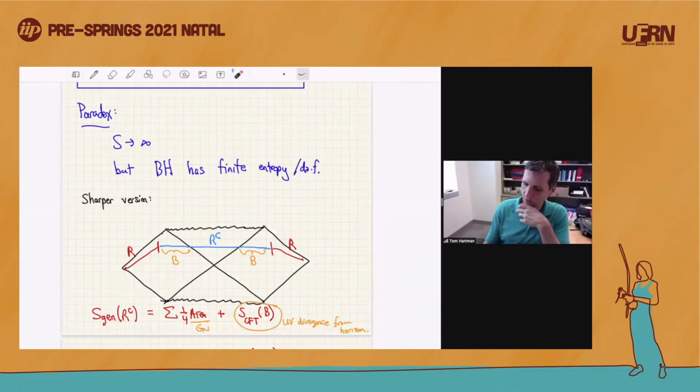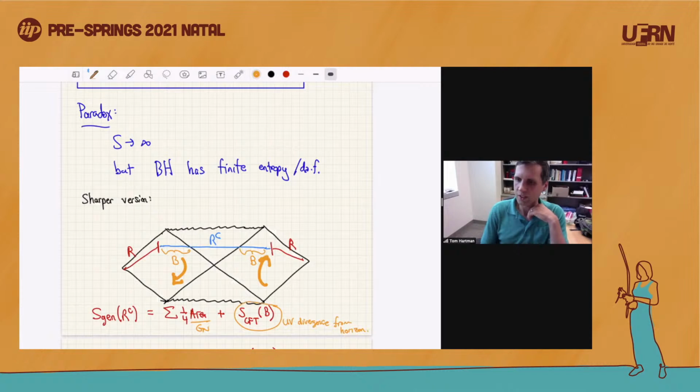Yes, that's right. So in doing this Euclidean path integral, we're looking at a state with a Killing vector, and the eternal black hole does have a Killing vector. There's a Killing vector where time goes up on the right and time goes down on the left. So that's a Killing symmetry of this spacetime.